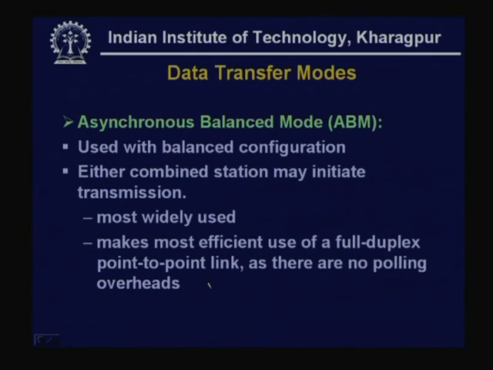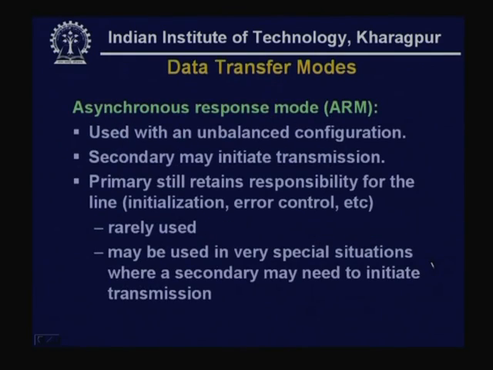We have seen in the unbalanced mode, if it is multipoint, then polling overhead is there. But in this particular case you can have two machines connected by a full duplex link, so data can go in this direction as well as in this direction. There is no need for any polling, and both of them can be combined machines. So this is how the asynchronous balanced mode works.